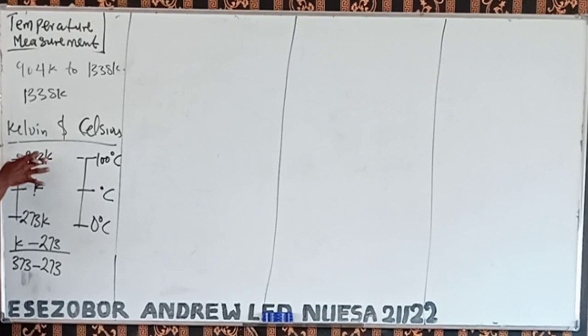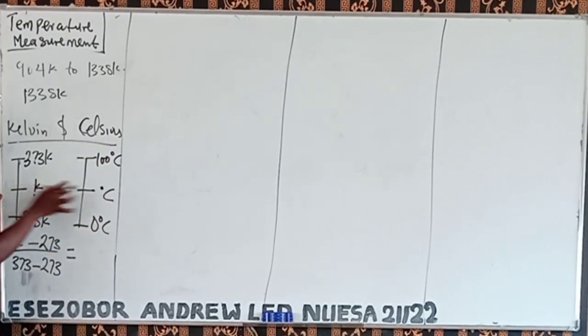You just pick the unknown, remove the lower fixed point, then pick the other value and remove the lower fixed point, then divide. It's just the unknown minus the lower fixed point. It's not magical, it's called interpolation. Unknown minus lower fixed point, divided by the upper minus the same lower fixed point.